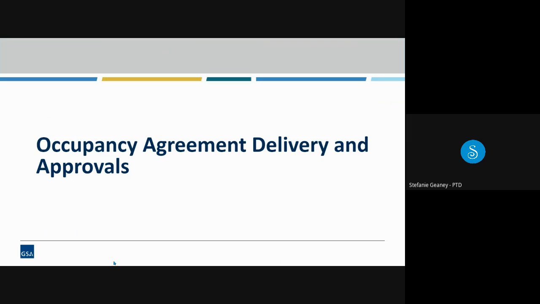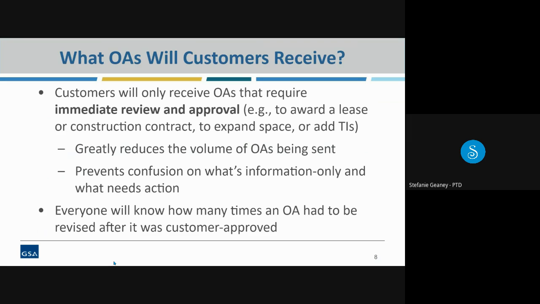Now that you know the high-level view of what's staying the same and what's changing, let's dive into the details on how you'll receive and approve OAs in OASIS. The first OA you receive will be sent immediately before the lease contract award or owned construction contract award. That means you will be receiving significantly fewer OAs overall, and each OA you receive is associated with a contract awaiting award or a material change in your OA, such as an increase in TI principal, expansion of space, or switching to non-cancelable space. You will no longer receive OAs just as information only.